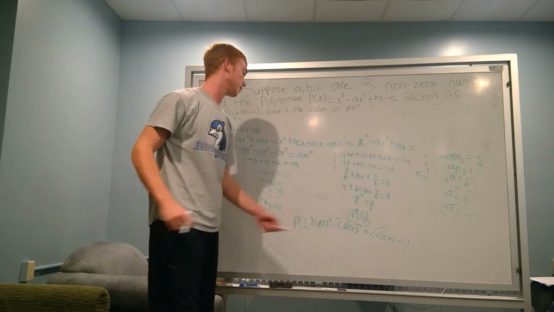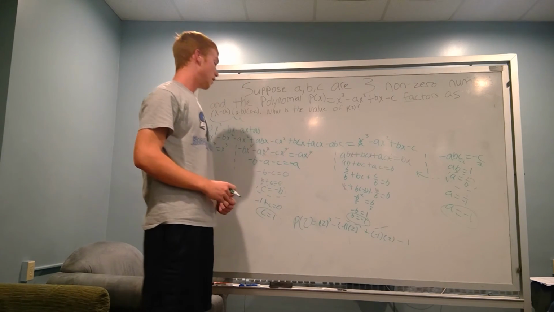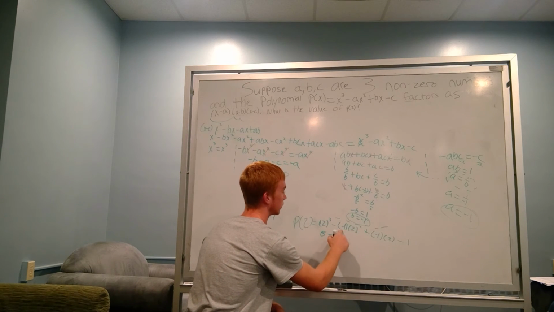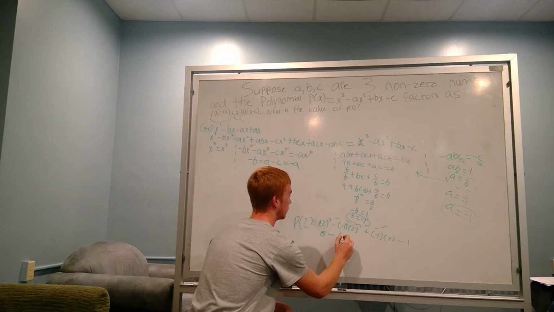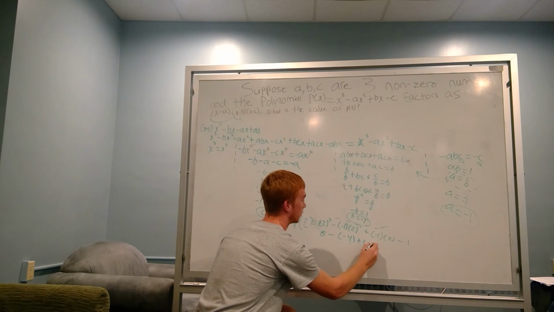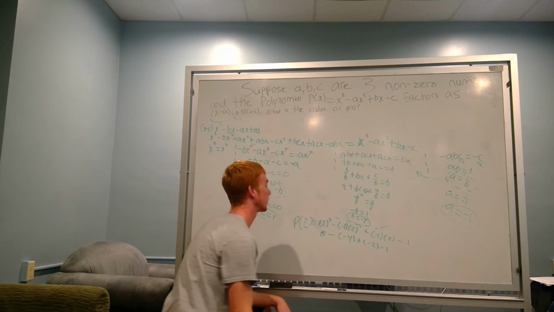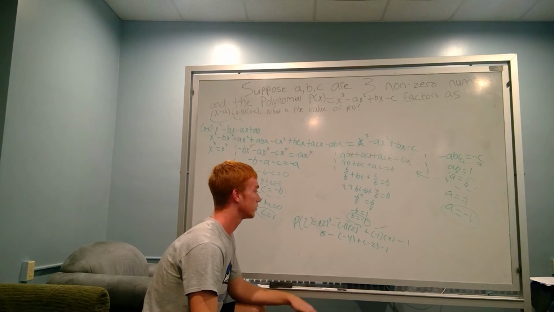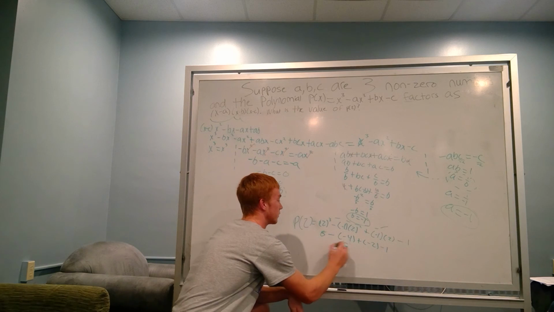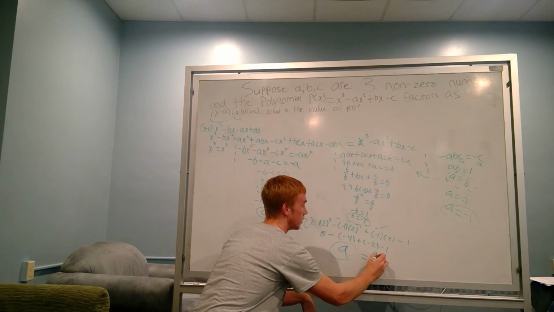So then simple mathematics. 2 cubed is 8, minus 2 squared is 4 times negative 1 is negative 4, plus negative 2, minus 1. 8 plus 4 is 12, minus 2 is 10, minus 1 is 9. And that is your final answer. 9 equals p of 2.